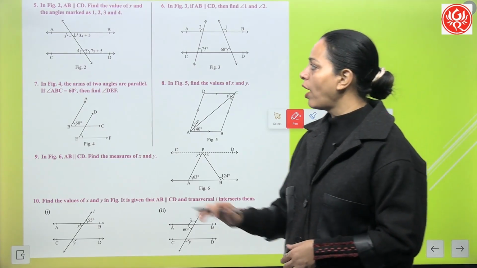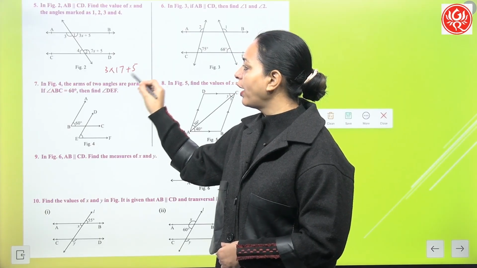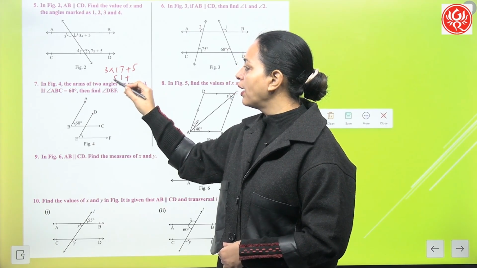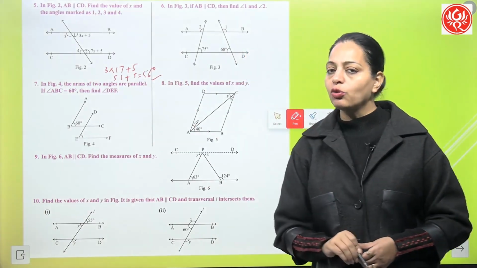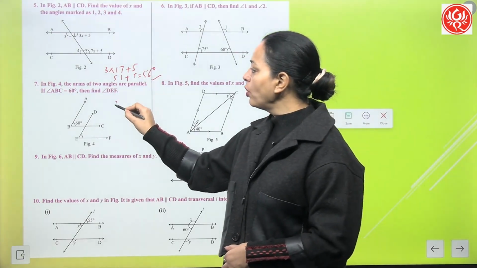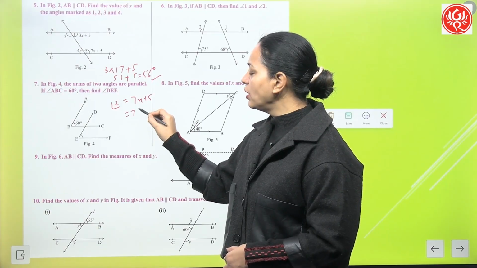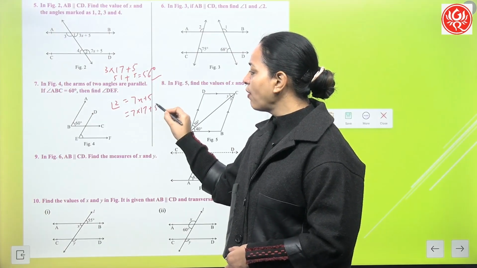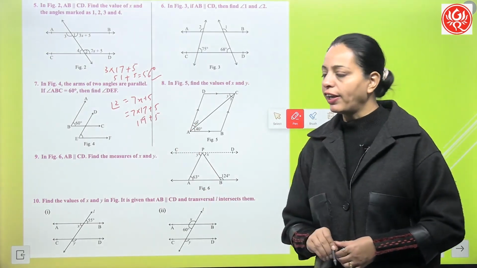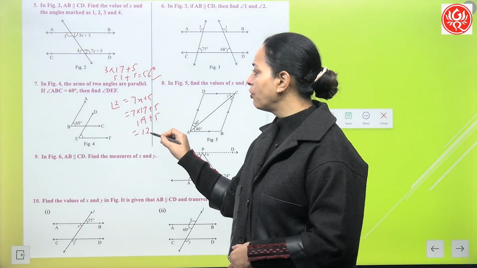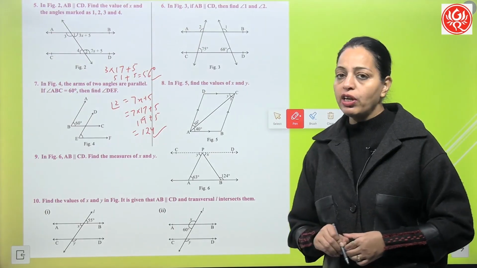Now find angle 1. So angle 1 is 3 into 17 plus 5. So 51 plus 5, that is 56. In this way you can find angle 2. Angle 2 is 7x plus 5. So 7 into 17 plus 5 means 119 plus 5, that is 124. Okay. Now we have to find angles 3 and 4.